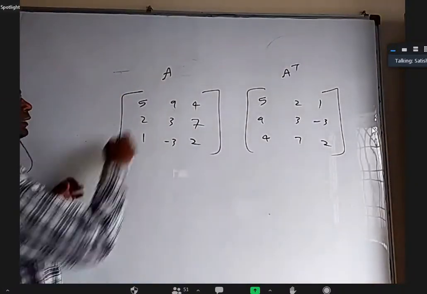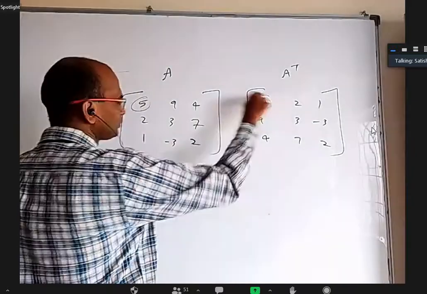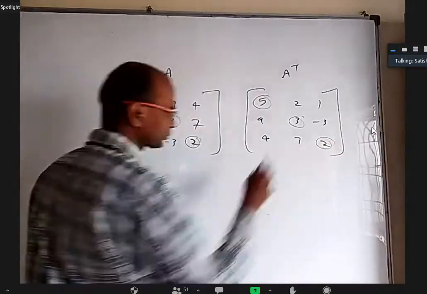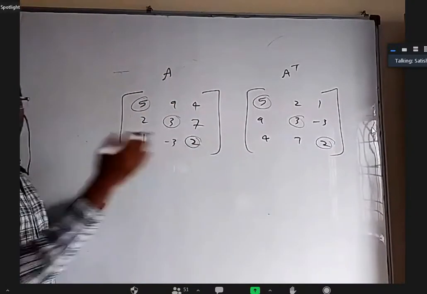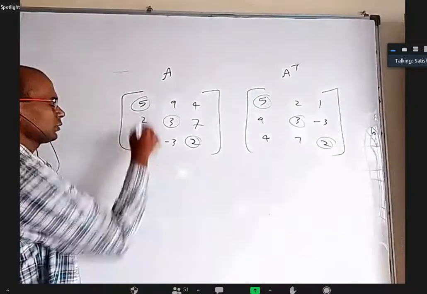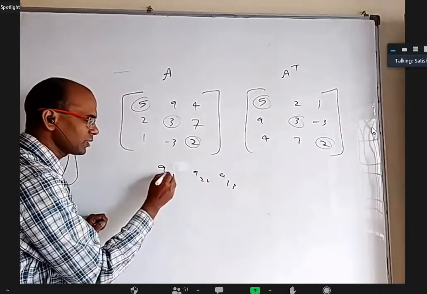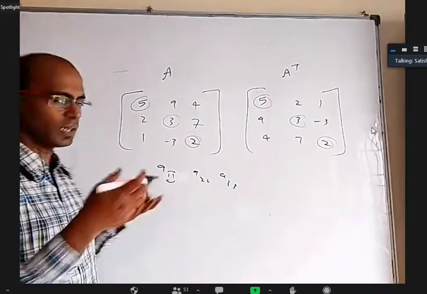So this 5 is here only, this 3 is here only, this 2 is here only. So they did not change. Diagonal elements don't change their places because diagonal elements are A11, A22, A33. Even if you bring this here, the position doesn't change. A11 will remain as A11.